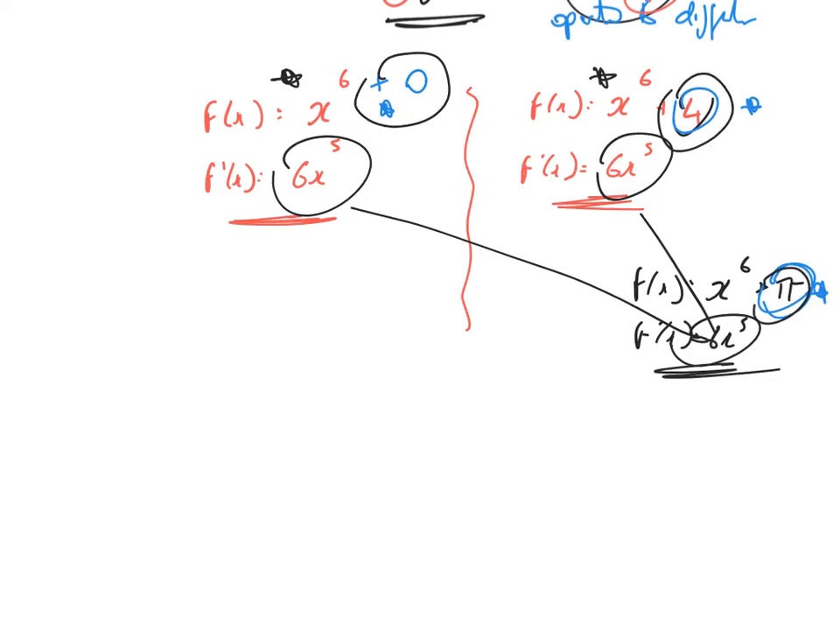The reason being is because when that function is differentiated, the constant element of it vanishes. So you can't then predict what the constant value was. So what you do at that point is you just call it plus c.